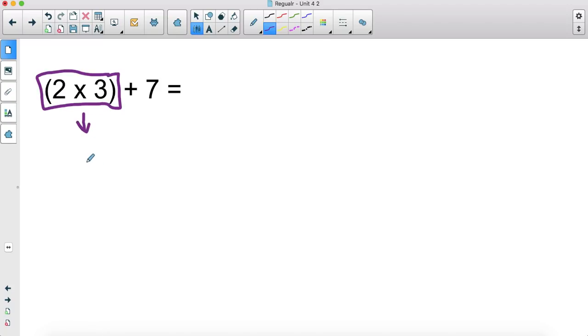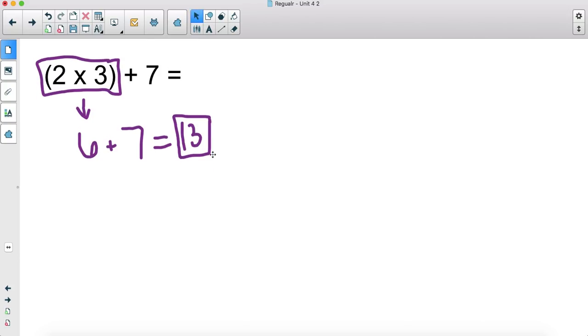So 2 times 3, which equals 6. And then I'm going to rewrite the rest of the expression or the equation. Okay, so now I'd have 6 times 7. This is the last thing to do. So 6 times 7 equals 13. And that is our final answer.